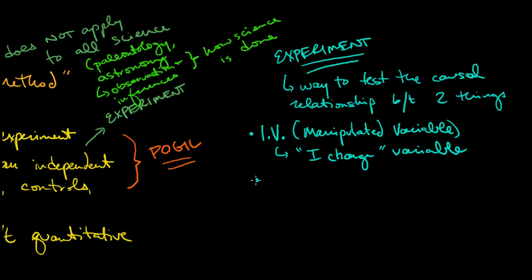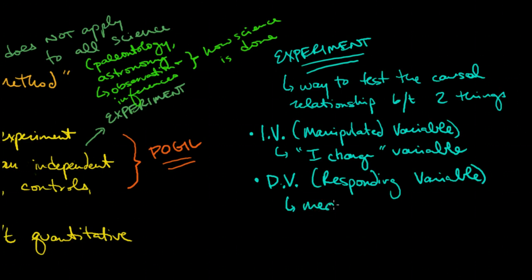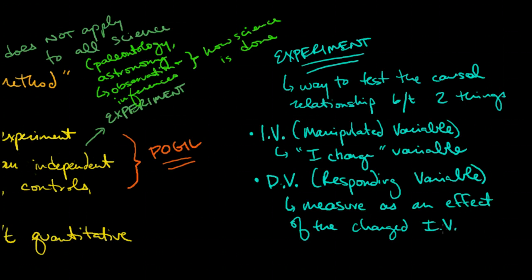So that's one keyword. Another one is the DV, or dependent variable, and this is sometimes called the responding variable. And this is what you measure as an effect of the changed IV. So you're trying to see if the dependent variable depends on the IV. So if you change the IV, you're going to see if there's a change in the DV.